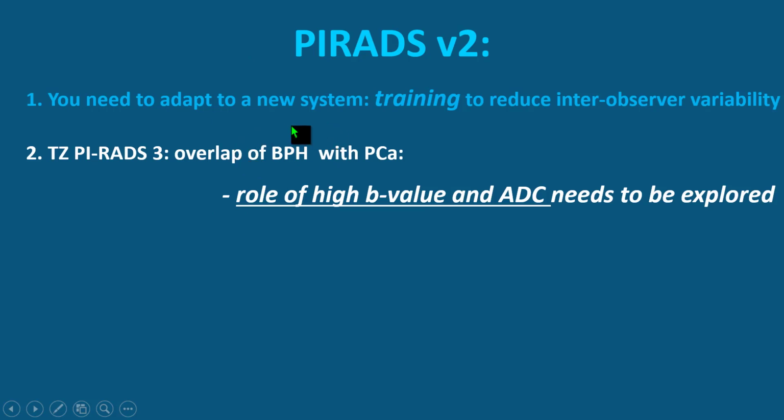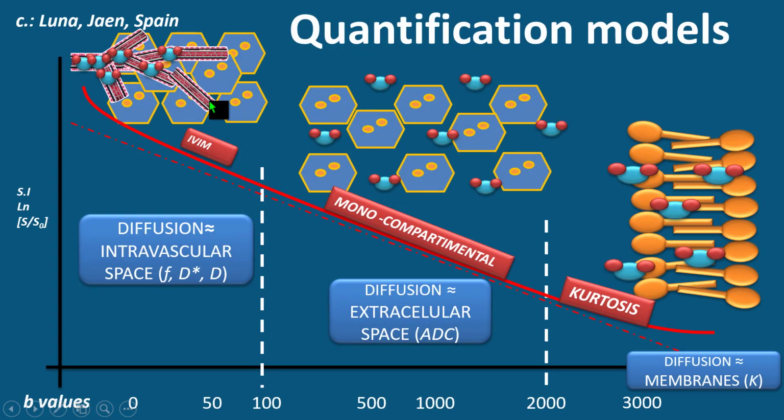There is an overlap of BPH with the PI-RADS version, with the transition zone. There's overlap of BPH and cancer. They both may show a low ADC value, restriction, very dense tissue, hypercellularity. So I think in the future we should explore the role of higher B values. In the first part of the ADC curve, we are looking at the vascular phase. In the part which we currently are looking at, the water which is in between the cells.